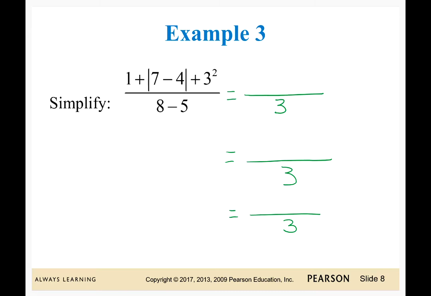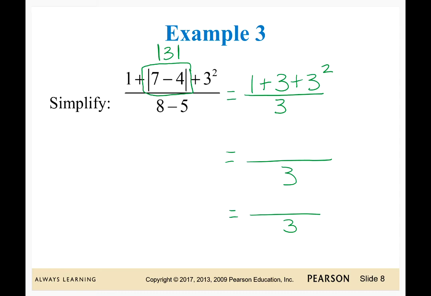Okay, so step number 1, start with your grouping symbols. We have some absolute values, okay, so we have to do this first. First of all, inside the grouping symbols, we have 7 minus 4, which is 3. So this is the absolute value of 3. And hopefully everybody knows what the absolute value of 3 is, 3. So I can rewrite this, eliminating those grouping symbols, as 1 plus 3 squared. All right, so I have eliminated my grouping symbols.